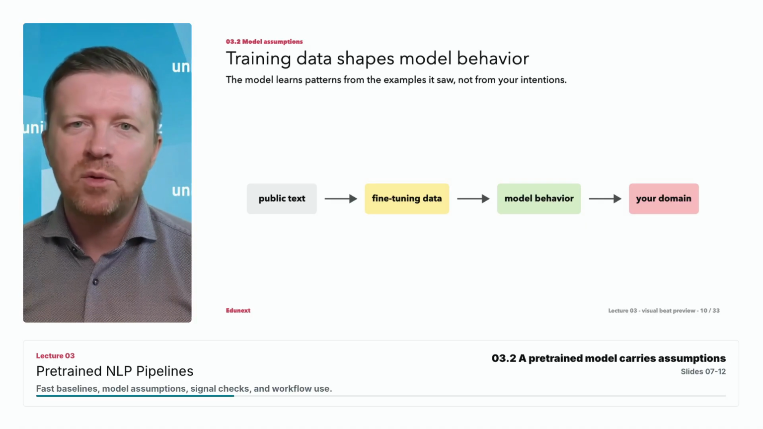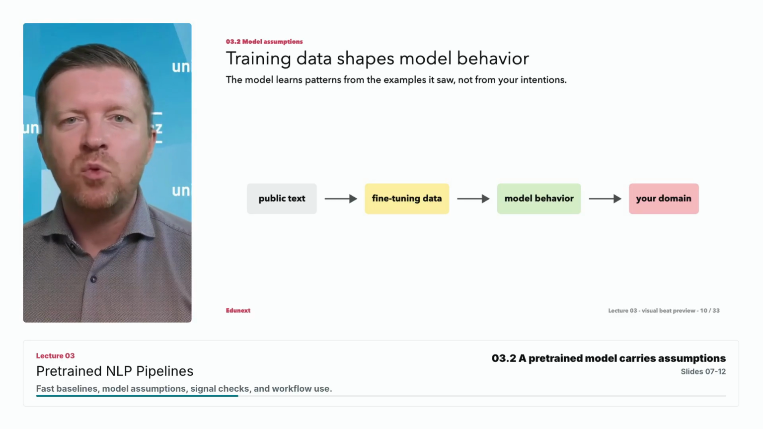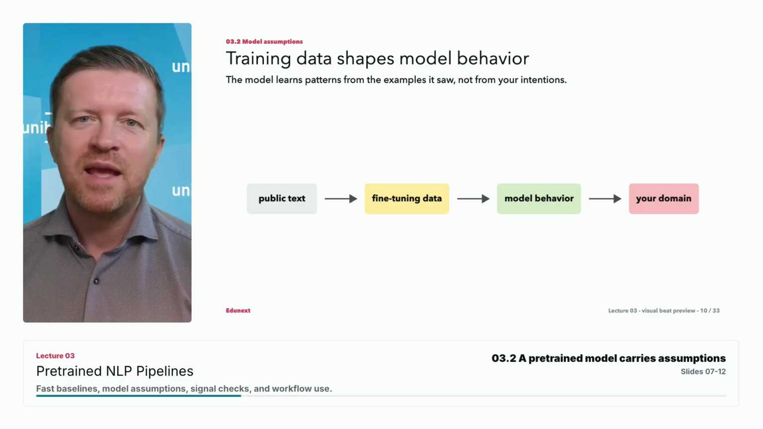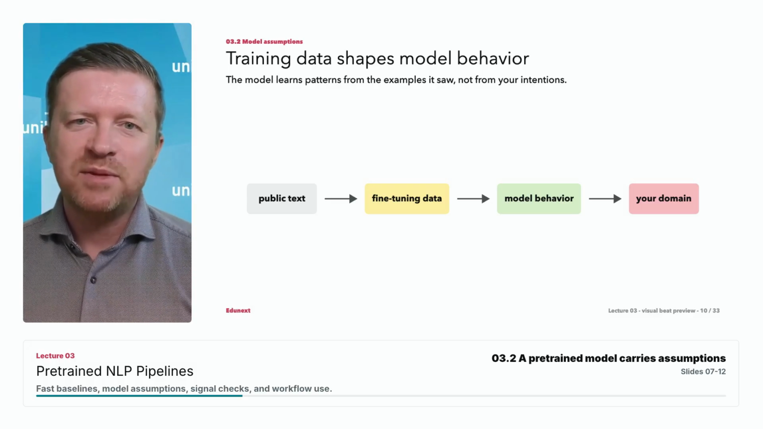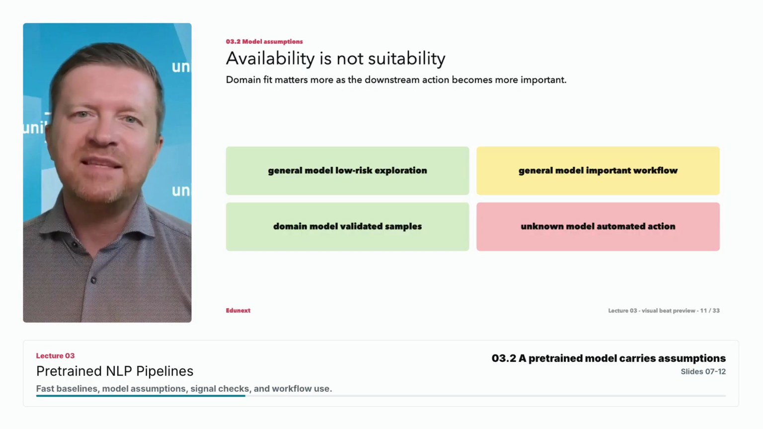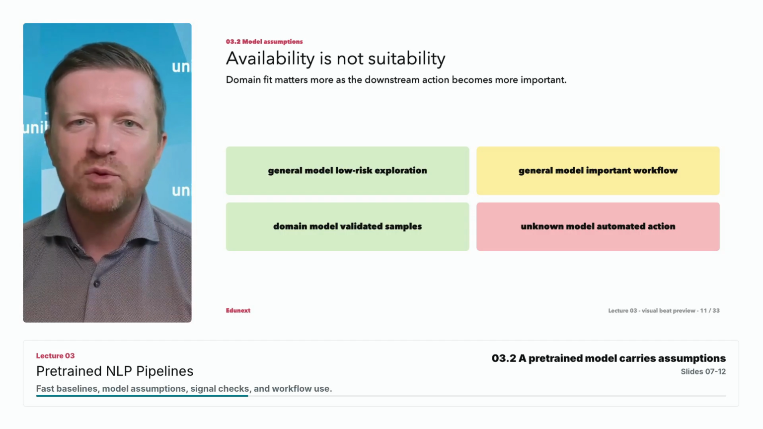Training data also matters. If a model has mostly learned from one kind of text, it may become very good at that style and weaker somewhere else. This is not a reason to avoid pre-trained models. It is a reason to use them with a little discipline. We should ask, what does this model know well? What might it not know well? And how close are my inputs to the examples it was evaluated on?